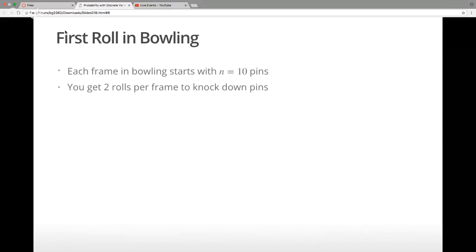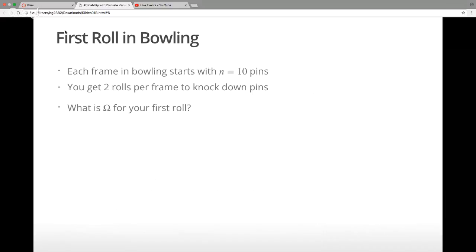All right. So one of my favorite examples for introducing probability is to think about bowling, which is a relatively simple yet somewhat random process, where each frame in bowling starts with 10 pins, and you get 2 rolls per frame to knock down as many of the pins as you can.